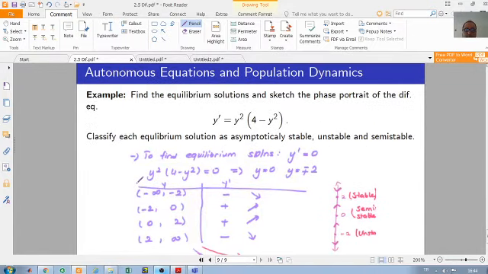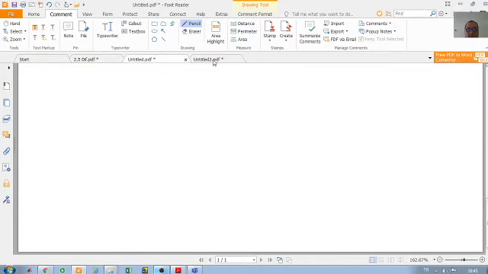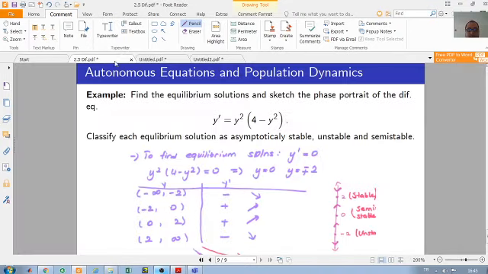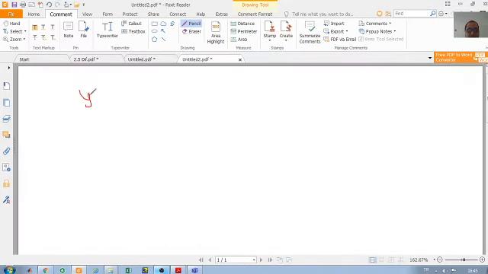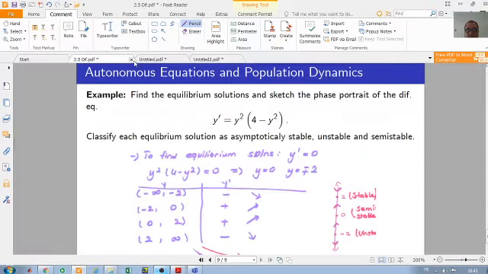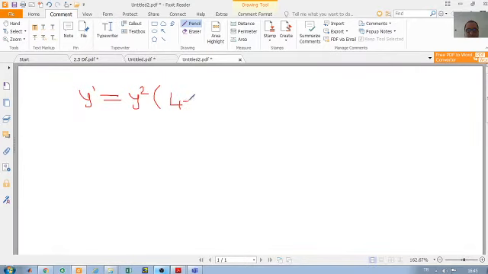Another example, find the equilibrium solutions and sketch the phase portrait of the differential equation y prime is equal to y squared times 4 minus y squared, and classify each equilibrium solution as asymptotically stable, unstable, or semi-stable. First, let's write the differential equation: y prime is equal to y squared times (4 minus y squared).